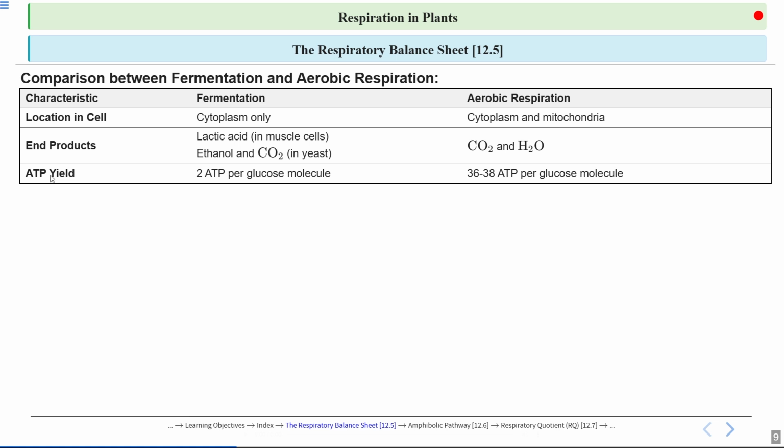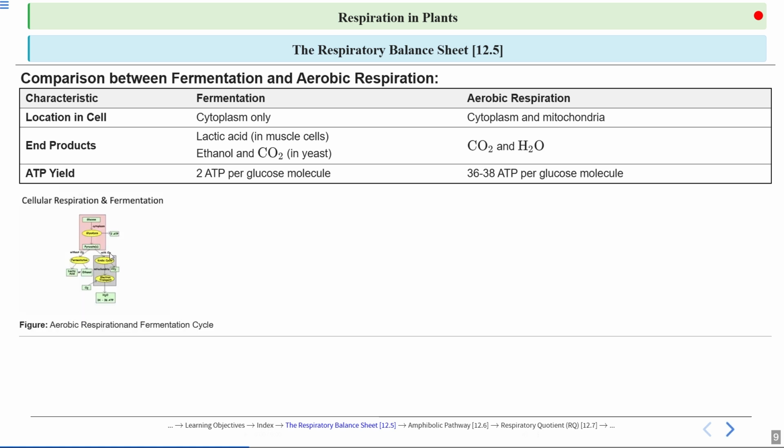Now let's talk about the energy yield, that is the ATP. The energy yield in fermentation is 2 ATP per glucose molecule, so it is very little. If we talk about aerobic respiration, the energy yield is 36 to 38 ATP per glucose molecule. So you can see the difference between the ATP yield of these two processes, showing us how important oxygen is.